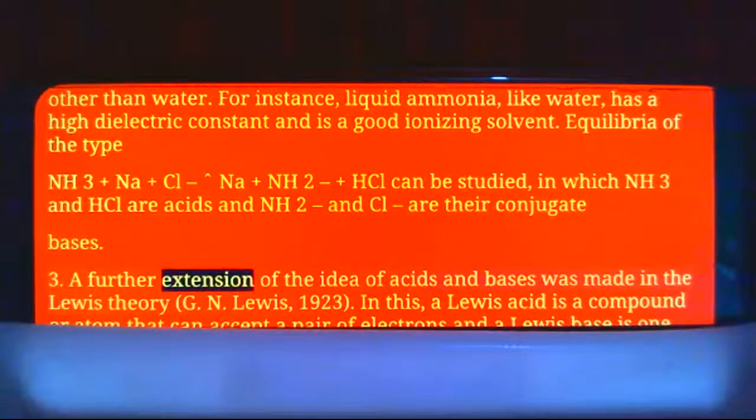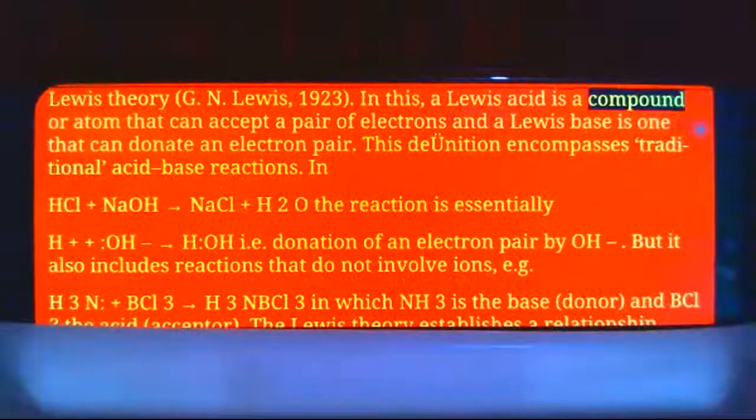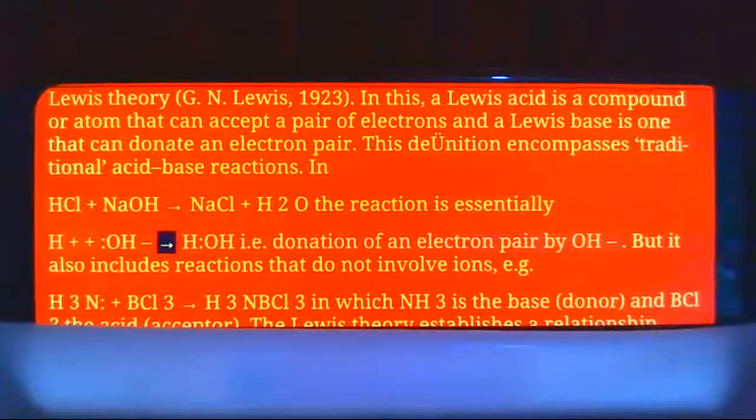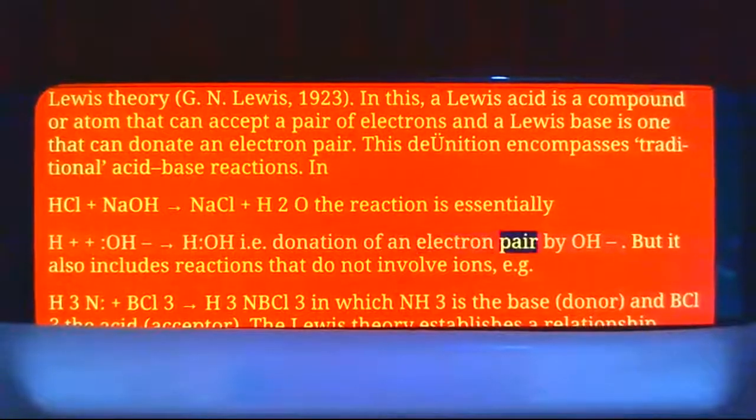3. A further extension of the idea of acids and bases was made in the Lewis theory of Gilbert Lewis, 1923. In this, a Lewis acid is a compound or atom that can accept a pair of electrons, and a Lewis base is one that can donate an electron pair. This definition encompasses traditional acid-base reactions. In HCl + H2O → Cl- + H3O+, the reaction is essentially H+ + O → HO, i.e. donation of an electron pair by O.